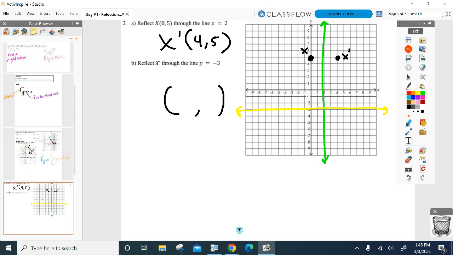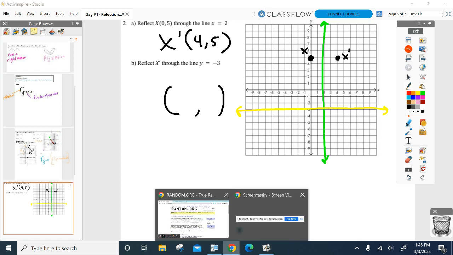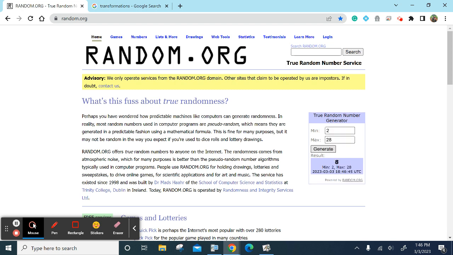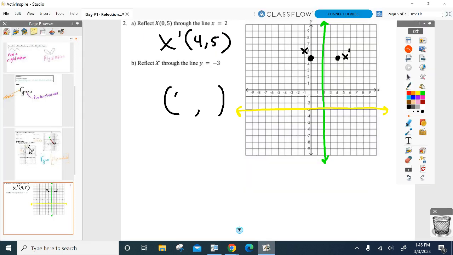All right, where do you end up after you take x prime and reflect it over y equals negative 3? Where do we end up? 5, negative 11. So we bounced over one. Oh, sorry, 4, negative 11. What do I call this point?